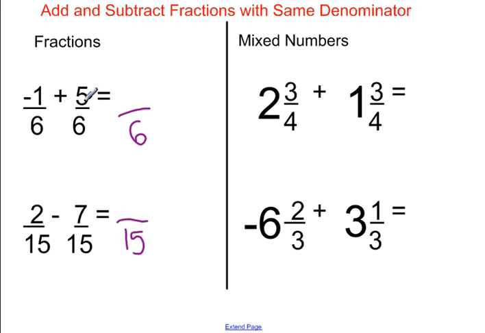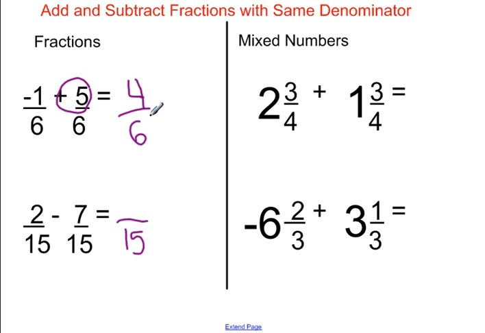I'm going to use my rules that I remember. They have different signs, so I'm going to subtract. 5 take away 1 is 4. And then I need to decide if this will be a positive answer or a negative answer. What's larger, a 1 or a 5? The 5 is larger, and it's positive, which means my answer is positive.